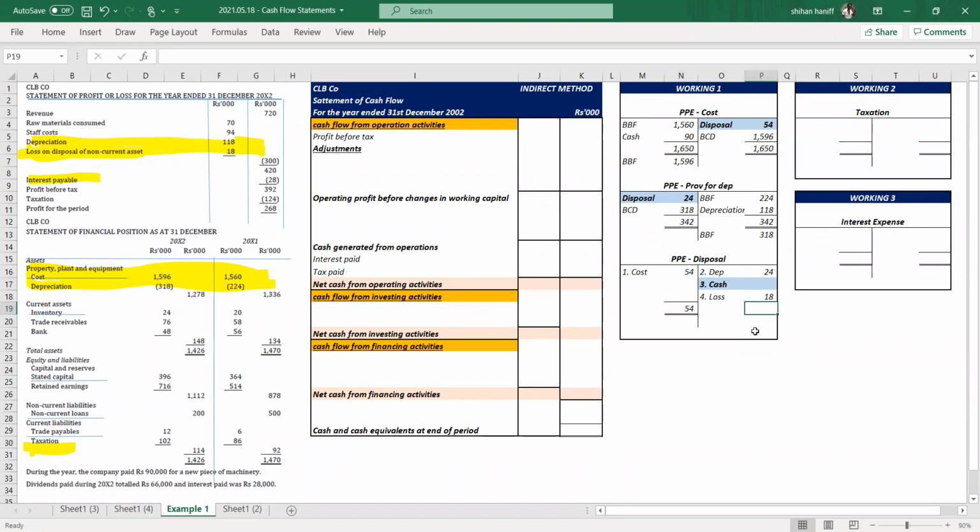So cash balance: 54 minus 24 minus 80. So it's 12,000. 12,000 is there. Disposal, cash received from disposal. Anyone complete this?